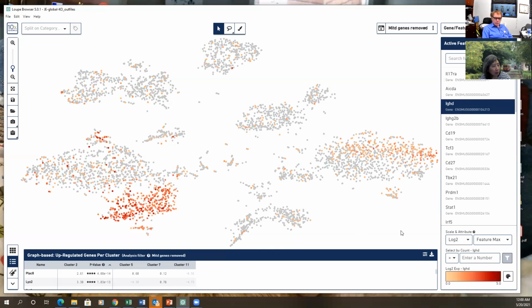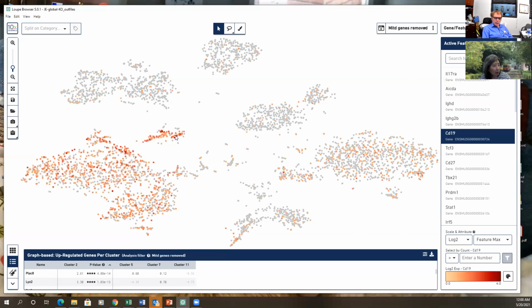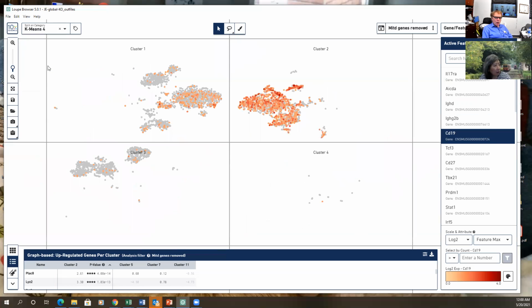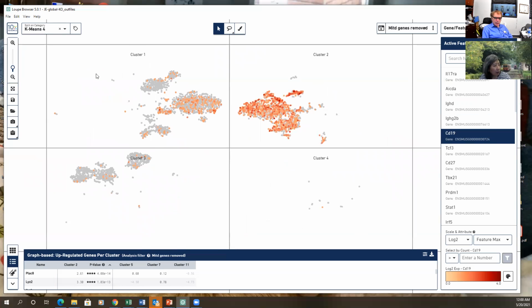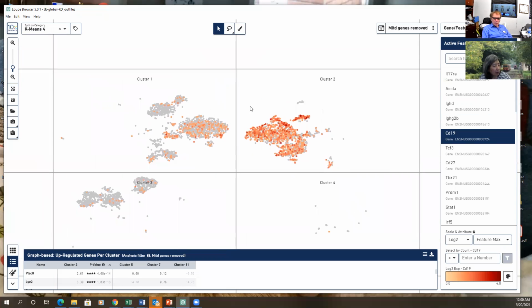So you say, all right, I really don't like these, and I don't need T cell. I really just want B cell. I don't need anything else. So what you do here is you split it into four different groups. Then obviously this is where the B cells are. So this is the B cell.